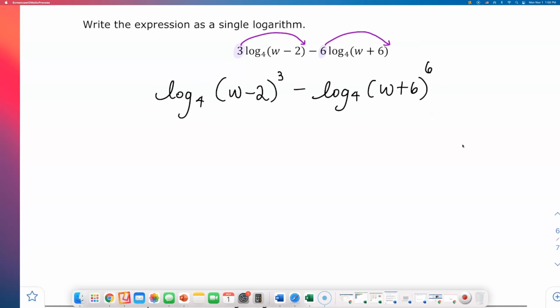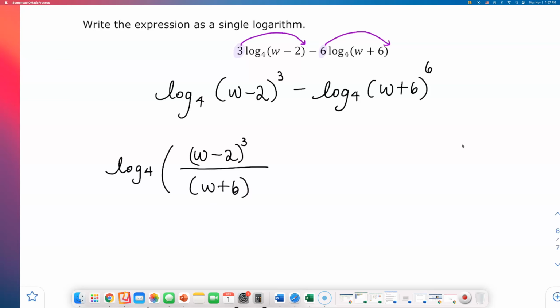Now I'm going to put them together. Log base 4 of (w minus 2) cubed over (w plus 6) to the 6th power. And I think I would just stop there. I mean, what else can we do, right? I don't think we should go on.